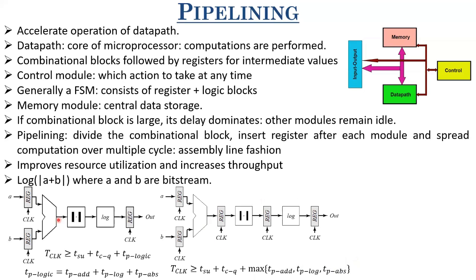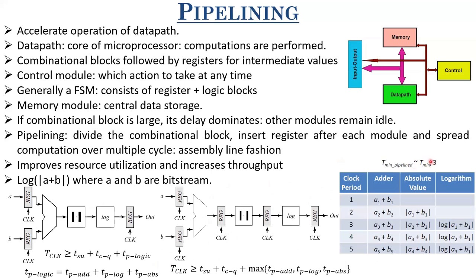So if we assume that delay of these three are equal, then T clock is greater than or equal to TSU plus TCQ plus T by 3, right? So if TSU and TCQ are not dominating, and it is the combinational logic delay which is dominating, your T clock reduces by a factor of 3, or the frequency increases by a factor of 3 when you go for pipelining. Obviously, you are introducing some more area by introducing these registers, but your clock period goes low and your frequency goes high, right? So your minimum pipeline time is actually T minimum of this divided by 3. So you're increasing the frequency by 3 times.